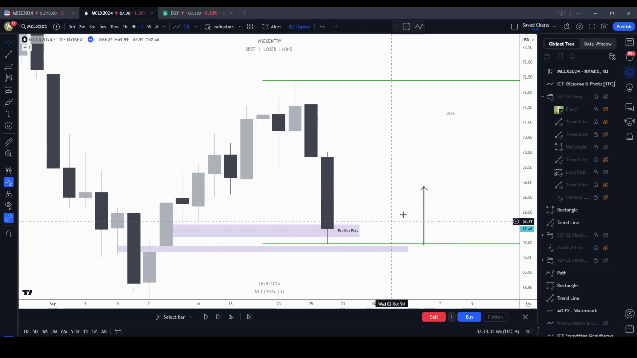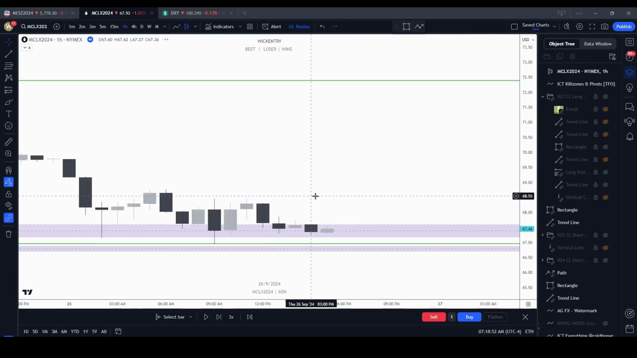You're looking to go from internal to external. I didn't anticipate it going all the way up here, but I'm just trying to frame a bias at this point. I'm not trying to really frame where I think it's going to go during that session. I just believe it's going to go up. Okay. So after that, drop down to the hourly time frame.